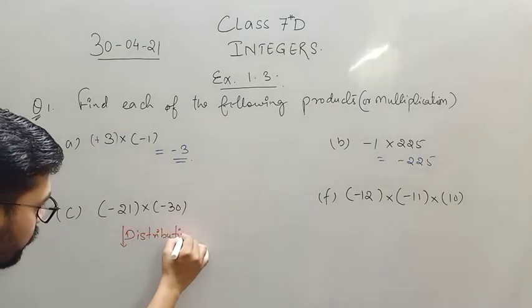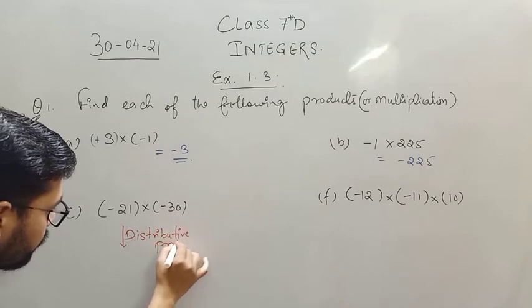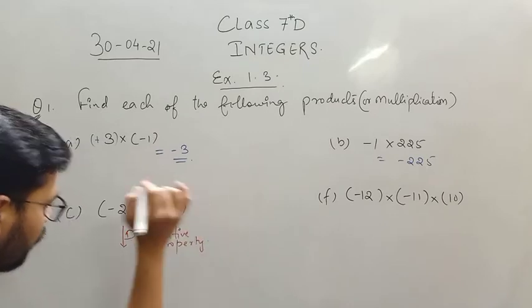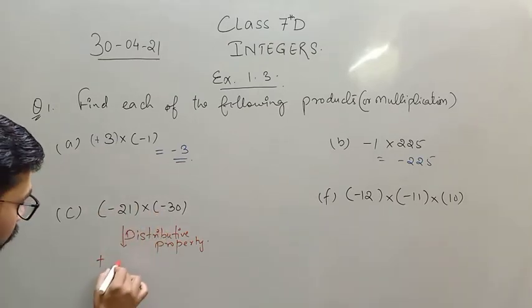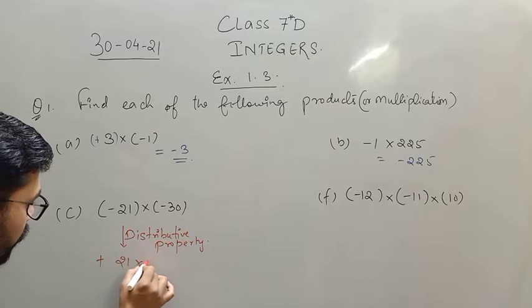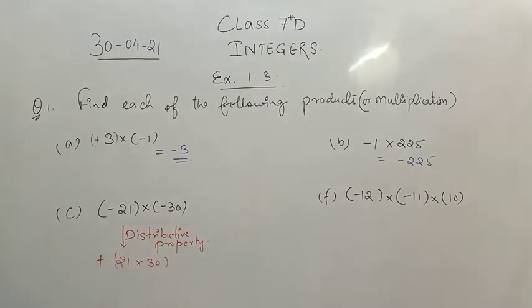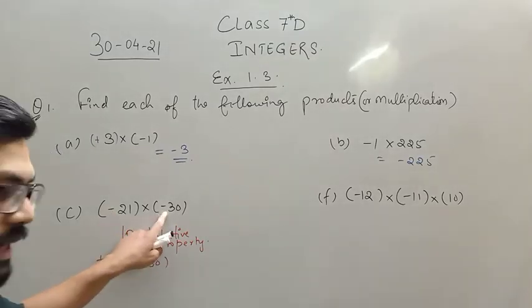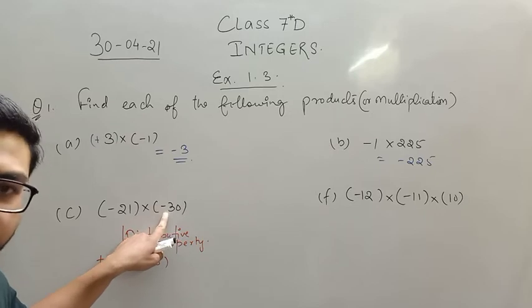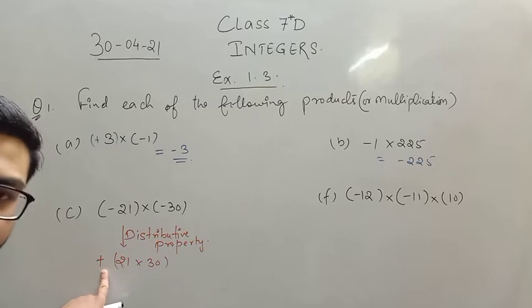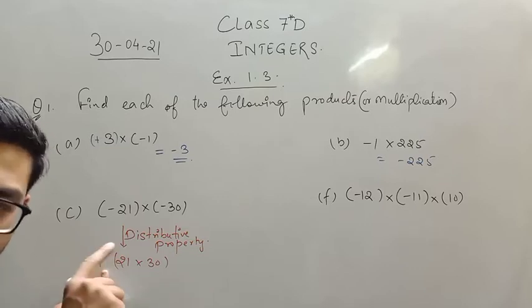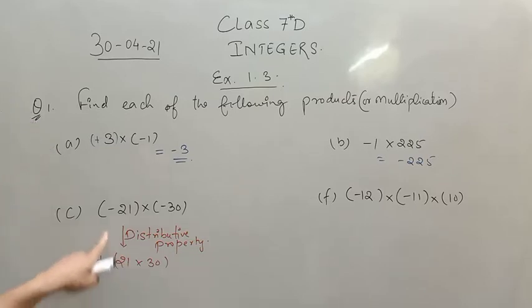Distributive property. Now minus minus plus, 21 into 30, right? If the minus sign appears in the expression an even number of times, then the overall result is positive, as I have already explained in earlier classes and in the videos also. So minus minus plus, now 21 into 30.